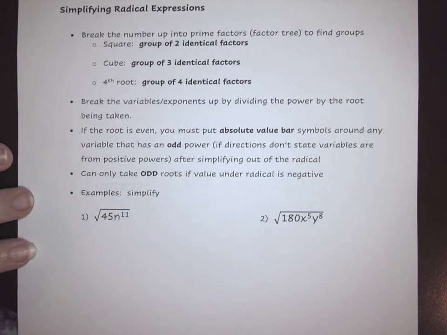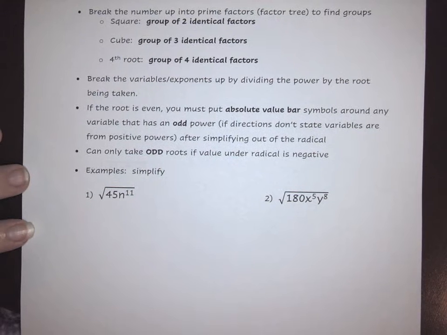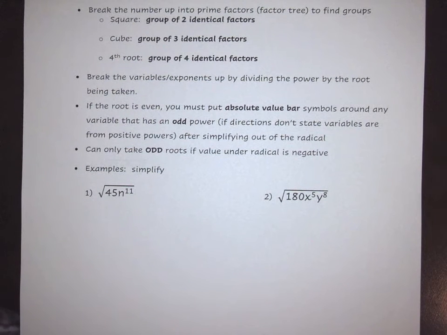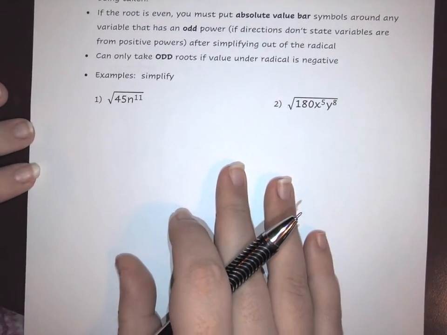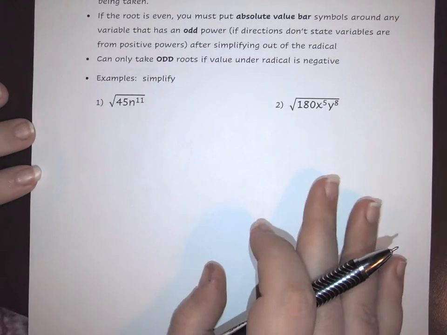Okay? So the easiest thing to do is you're going to want to take your radical, and depending on your index, that's going to tell you how many identical terms need to be broken down into a group. And that group that you break it down to is what you're going to pull out of the radical as a reduced form. So what do I mean? Well, let's look at a couple examples here.